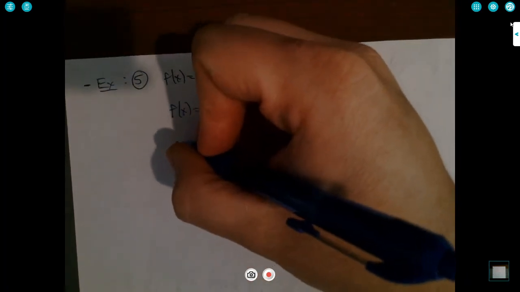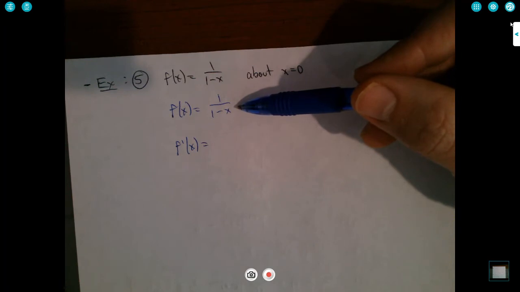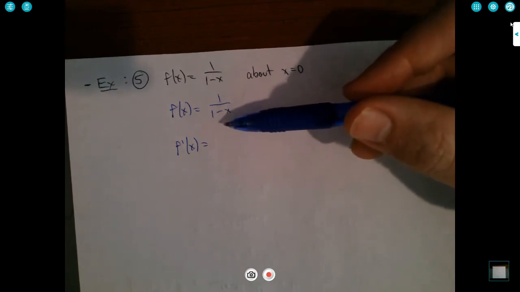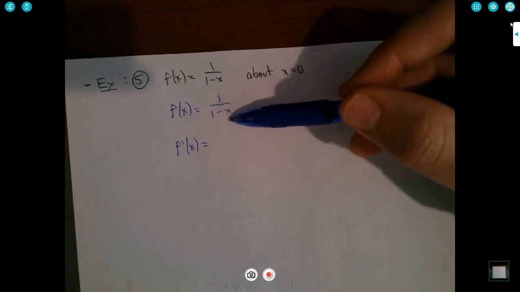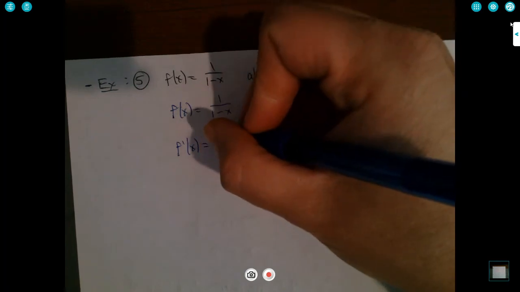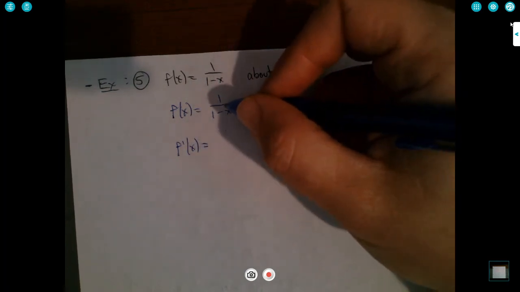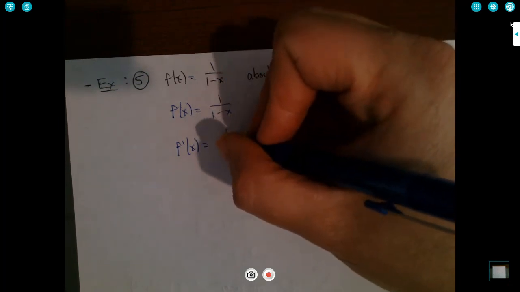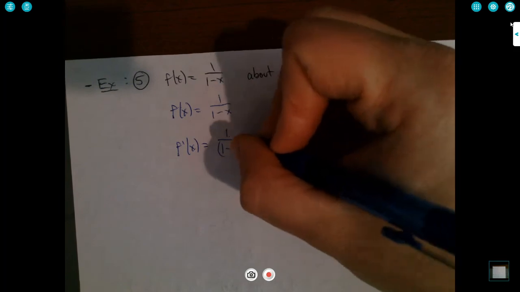Okay, so f prime of x. Well, this is 1 minus x to the negative 1 power. So the first derivative is going to be negative 1 times 1 minus x to the negative 2, but then times negative 1 because you have to multiply by that derivative. So the negative 1 will cancel with that negative there and make it a positive: 1 over 1 minus x squared.